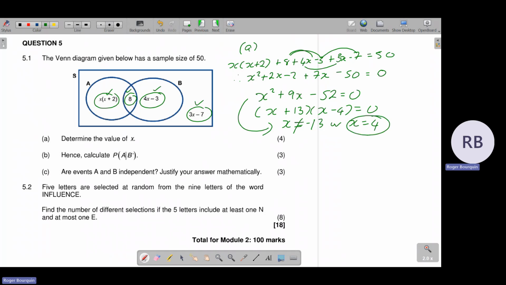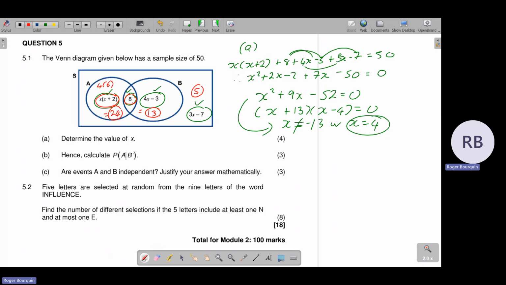So in this Venn diagram now, this space over here will be 4 times 6, which is equal to 24. That's A only. This space over here is 8. This space over here will be 4 times 4, which is 16 minus 3, which is 13. And this space over here will be 3 times 4 is 12, 12 minus 7 is 5. It should add up to 50. Let's just do that as a check. 5 and 13 is 18, and 8 is 26, and 24 is 50. Okay, so that's your Venn diagram.